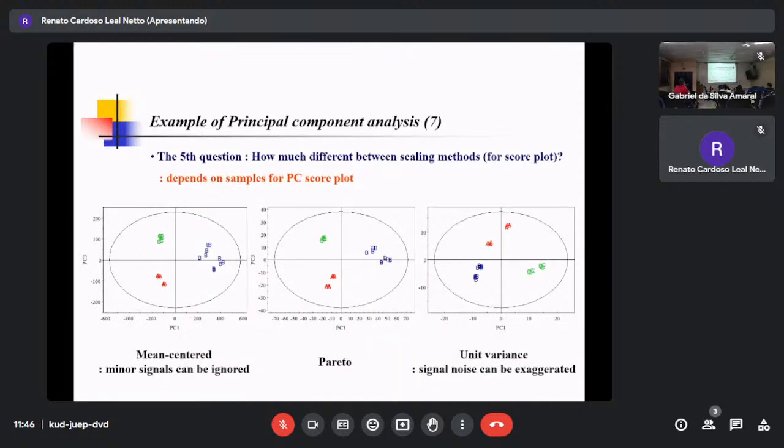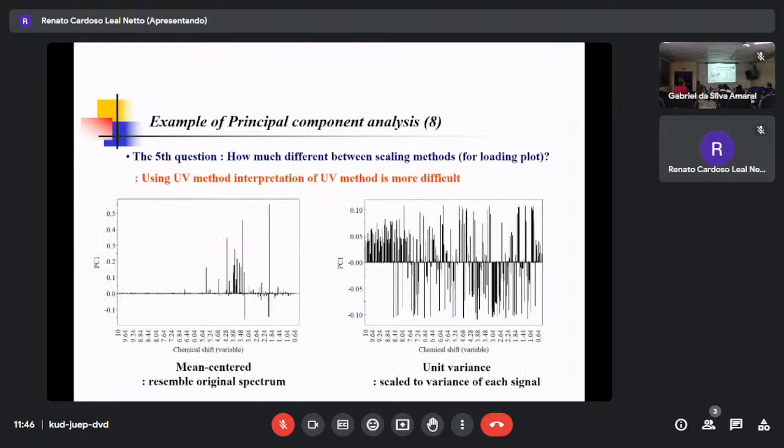So now I need the mean centered one, just centered, the non-scaling method. And this one is the Pareto scaling method. This one is the unit variance scaling method. More or less, in this case, there's not much effect. But there's a difference here. This one I did with the principal component analysis loading plot. When you use the Pareto or non-scaling method, the original spectrum is very similar to the loading, so it's easy to find.